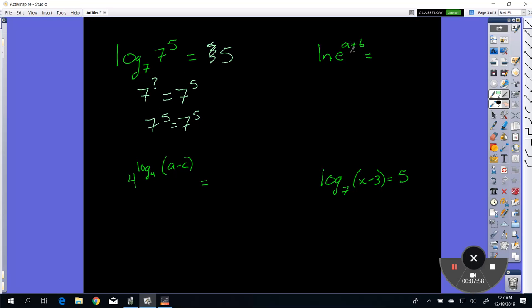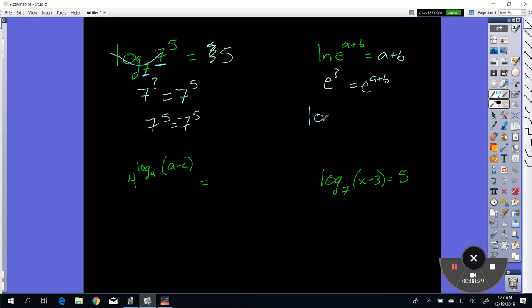This ln is the same idea. What's the understood base of an ln? So e to what power equals e to the a plus b? Yeah, so that's a plus b. So here's a general idea. If you ever have a log and the base and this answer base are both the same, it's kind of like they just cancel each other off and the part that's left is the answer.